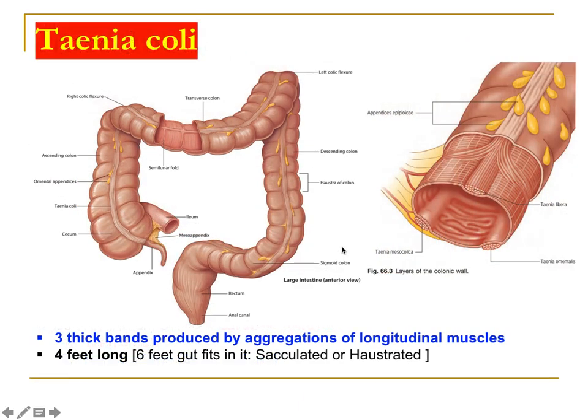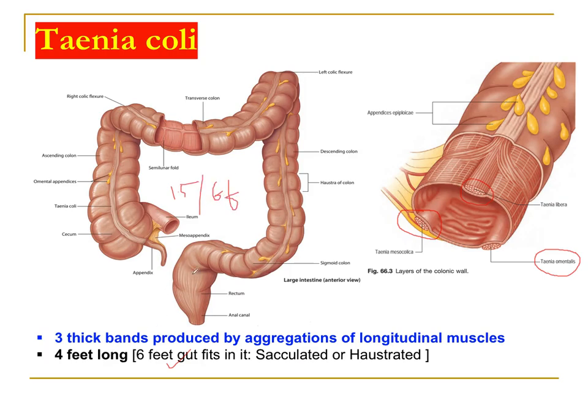Now, if we move ahead, tinea coli is nothing but three bands of muscle. Those three bands are tinea mesocolica, tinea omentalis, and tinea libera. These are the longitudinal muscles, aggregated and forming the tinea coli. The length of this tinea coli is only about 4 feet, and the length of the large intestine is 1.5 meter, or about 6 feet long.